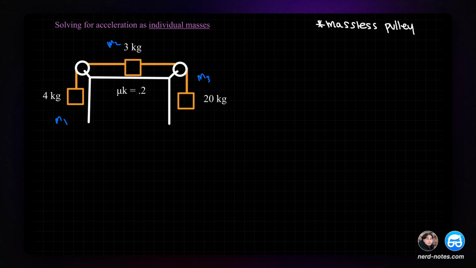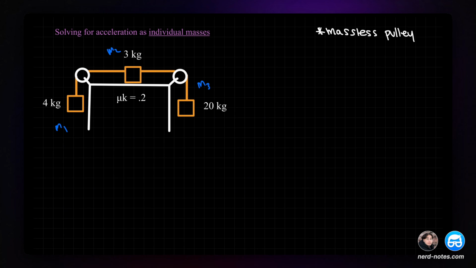Now, if you're wondering why you would need to solve it as individual masses, well, there are certain scenarios in which they're going to ask you to, but there's also just going to be questions like in FRQs that specifically ask you to derive certain things like the tension in a string or the mass of the block, and the only way to really do that is to have a fundamental understanding of how to solve it as individual masses.